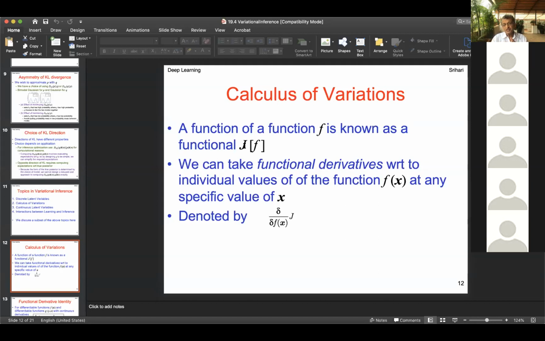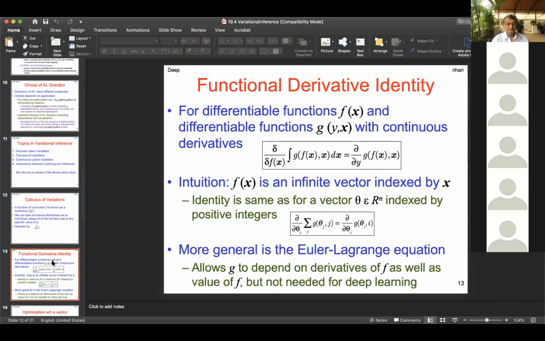So we can take functional derivatives with respect to individual values of the function f of x at any specific value of x. So we can get a functional derivative, since f of x is defined for any specific value. So the functional derivative is given by the derivative of the functional J, that is the function of a function, with respect to a particular f of x, and it is denoted like this. So this is getting hairy.